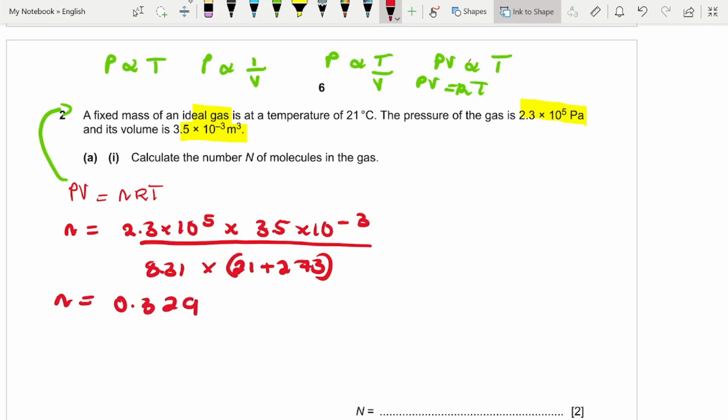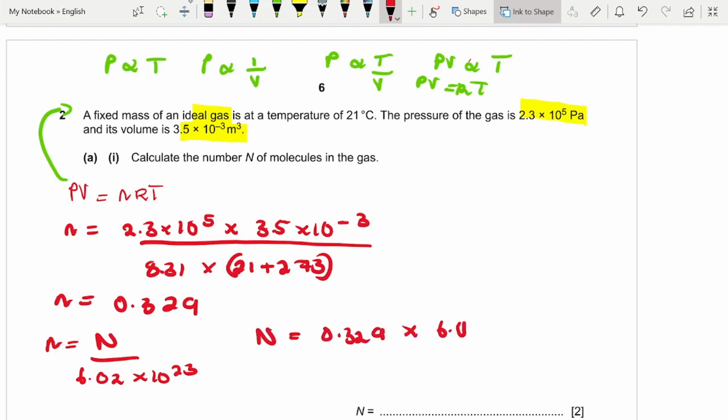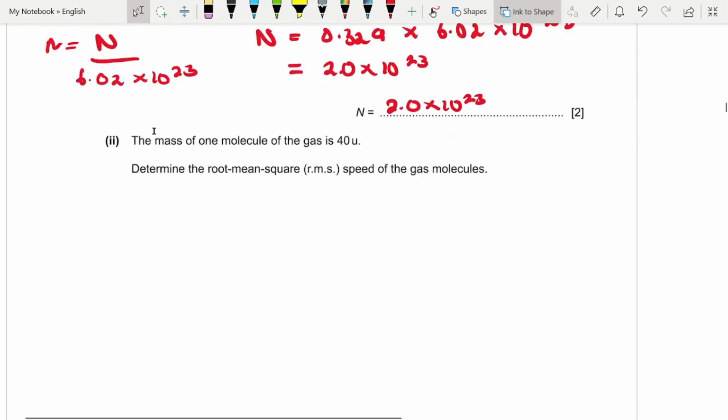You have the number of moles and you want to find the number of molecules. Very important formula you're going to need to know: number of moles is equal to number of molecules divided by 6.02 times 10 to the power of 23. This is Avogadro's constant, in honor of Avogadro. These guys were smart, I tell you that. The number of molecules is going to be 0.329 multiplied by 6.02 times 10 to the power of 23. You do the math and you end up with 2.0 times 10 to the power of 23 molecules.